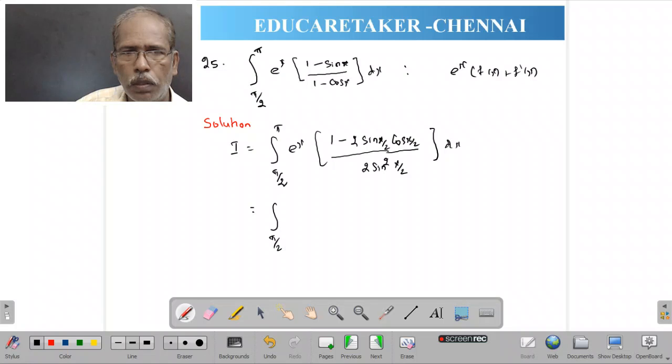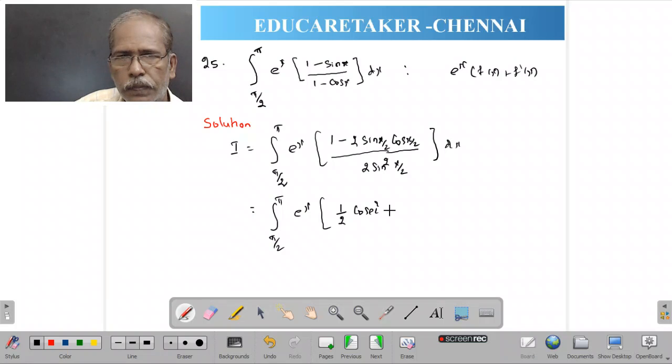The integral from pi by 2 to pi of e power x times (1 by 2 sin square x by 2, that is 1 by 2 cosecant square x by 2, minus 2 sin x by 2 cos x by 2 over 2 sin square x by 2). The 2 and 2 cancel, sin and sin cancel, leaving cos by sin, that is cot x by 2, dx.